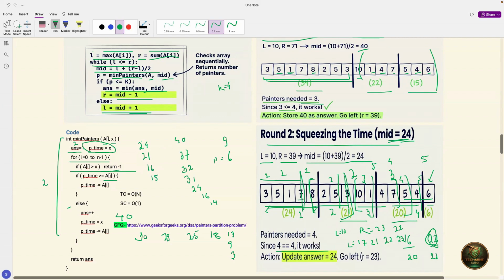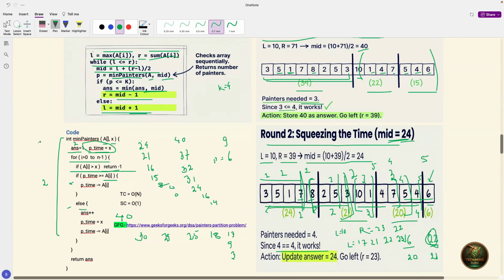Now in the next iteration, 7 will get deducted. Our current P time will be 8. And finally, in the next iteration, our P time will become 0. Now in the next iteration, we will see our P time present is 0, but our A of I is 2. So this if will not work, we will come to this else block.